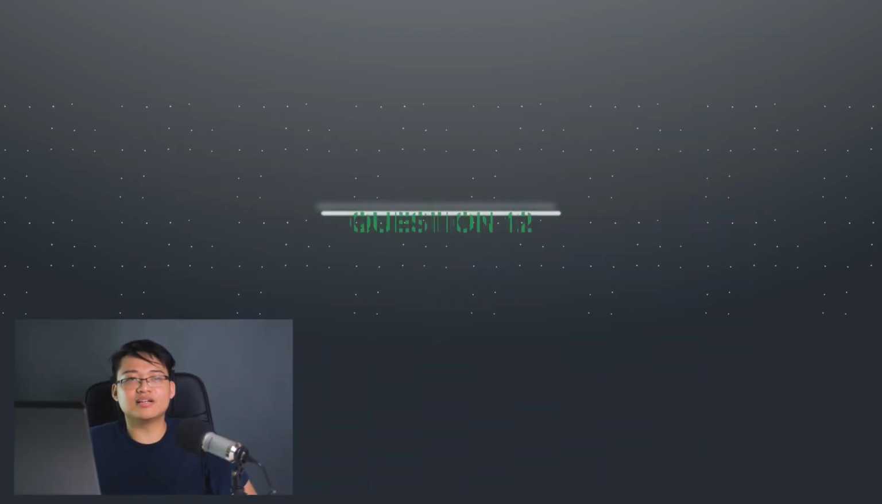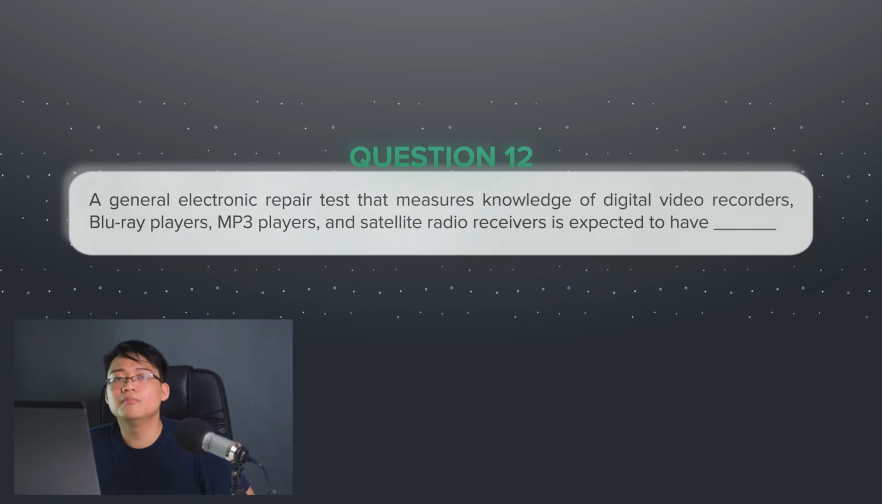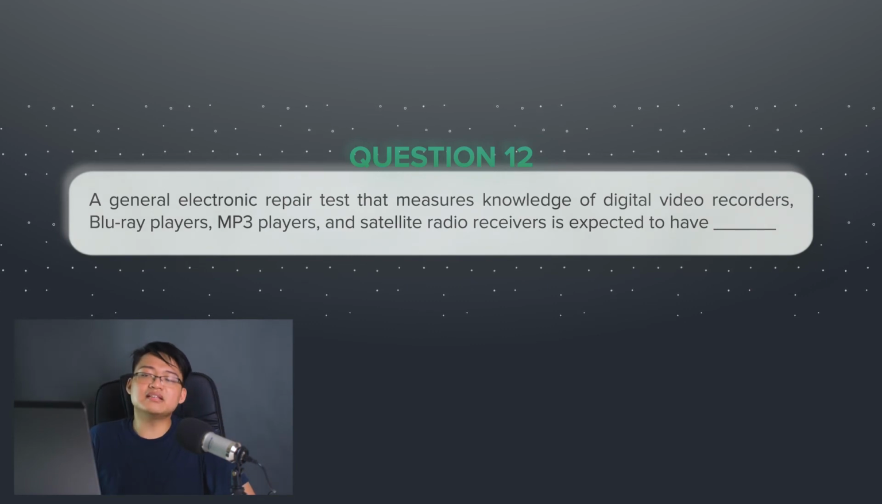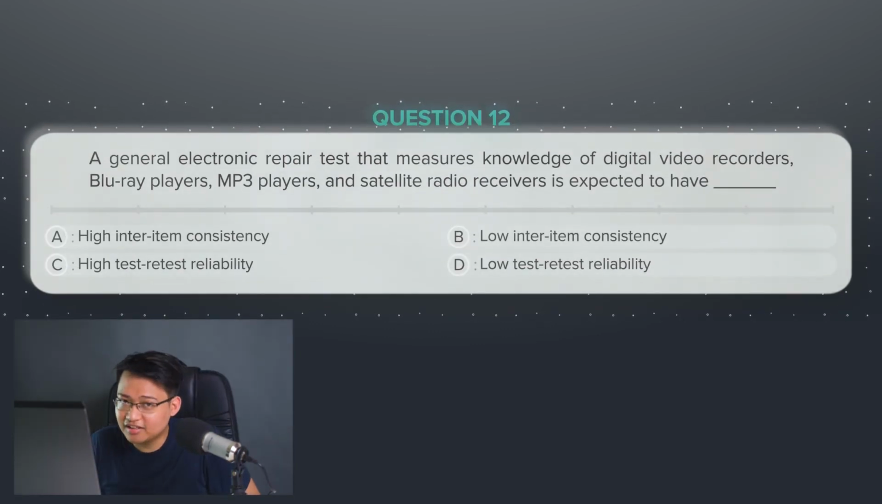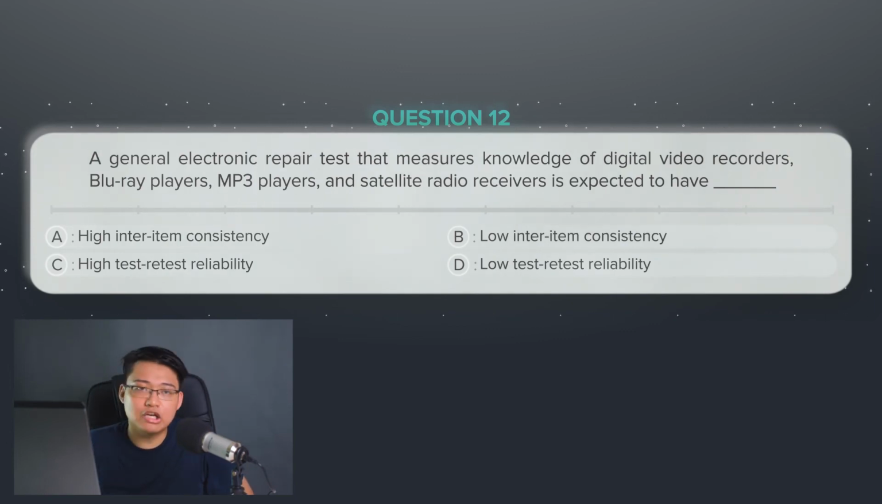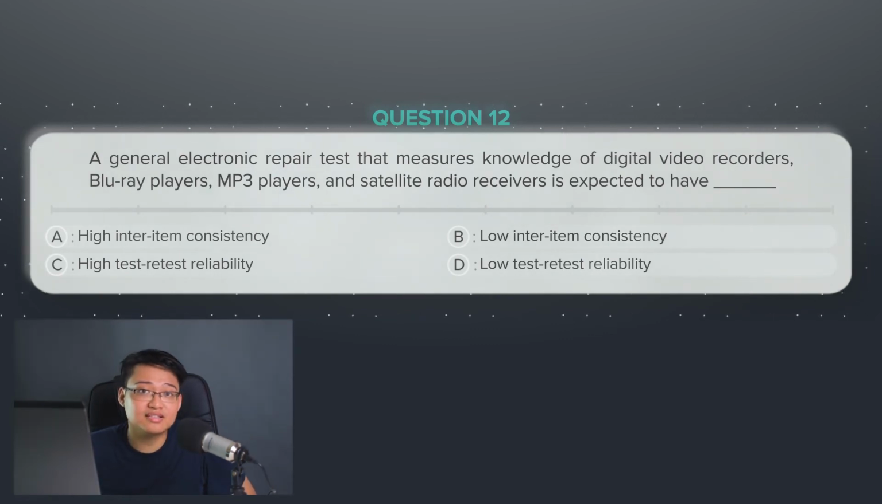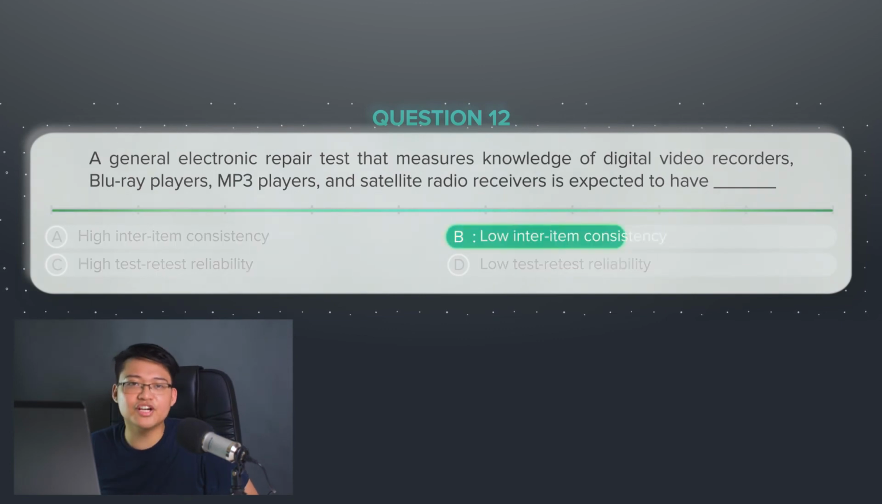A general electronic repair test that measures knowledge of digital video recorders, Blu-ray players, MP3 players, and satellite radio receivers is expected to have blank. A. High inter-item consistency. B. Low inter-item consistency. C. High test-retest reliability. Or D. Low test-retest reliability. The correct answer is letter B.